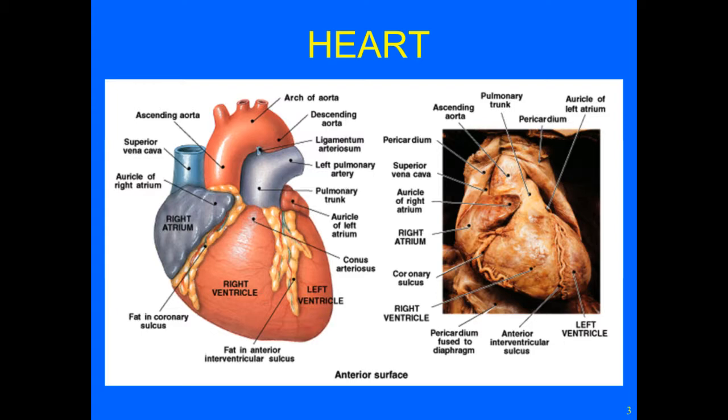Now, one thing I will tell you, most people think all veins have deoxygenated blood and all arteries contain oxygenated blood, with the exception of the pulmonary artery and the pulmonary vein. So the pulmonary vein actually has oxygenated blood, and the pulmonary artery has deoxygenated blood.